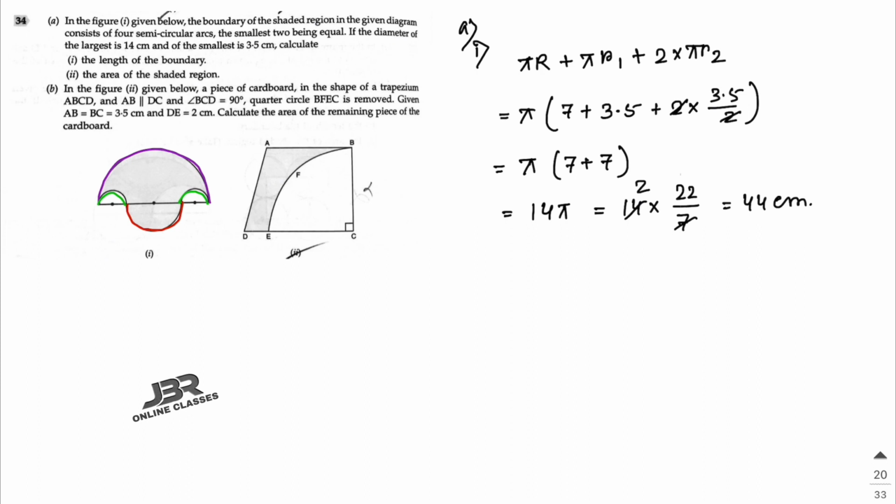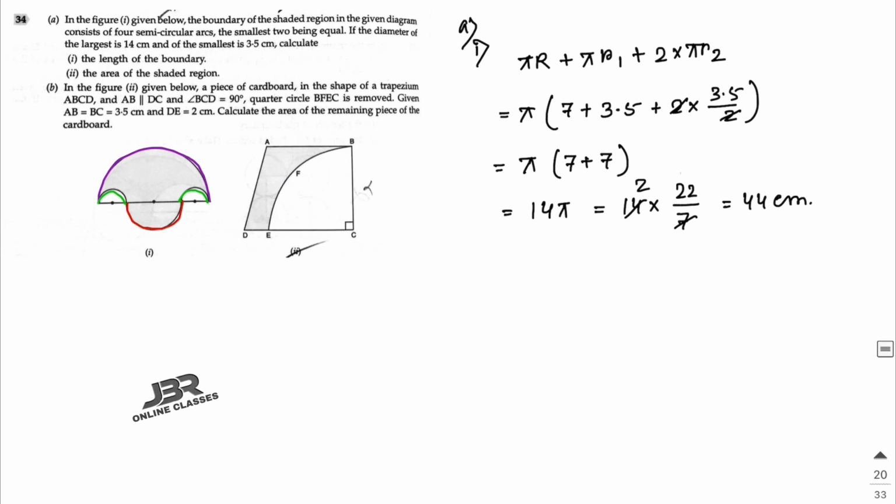Now the next thing, you have to find out the area of the shaded region. First find the area of the semicircle, the purple one. Next find the area of the red one, and then subtract the area of these two green ones. As a semicircle, half pi, then 7 whole square. Then next half pi, then 3.5 whole square, and then for the two smallest semicircles, the green ones, 2 into half, and then pi, here you can write down 1.75.